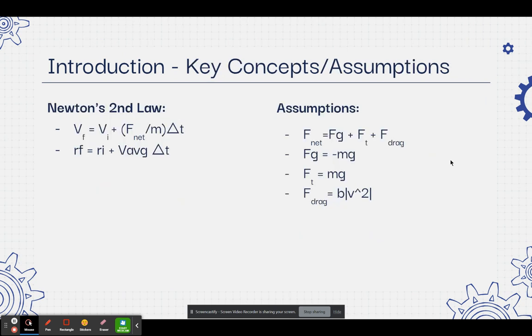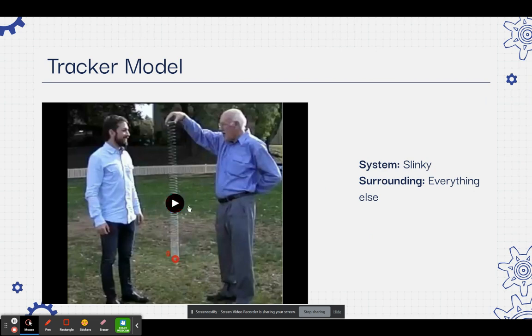Some key concepts that we used in this lab were the velocity update formula and the position update formula from Newton's second law. The assumption we had is that net force is equal to force of gravity plus force of tension plus force of drag once the top of the slinky reaches the bottom, where there's the force of gravity, force of tension, and force of drag in their own equations.